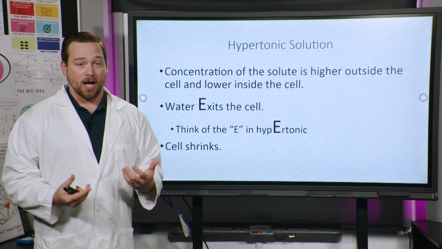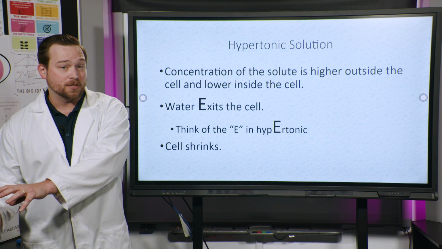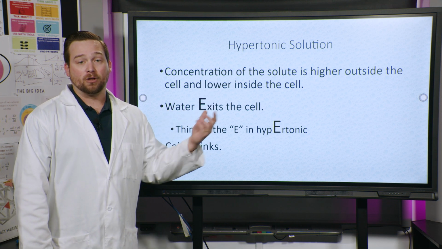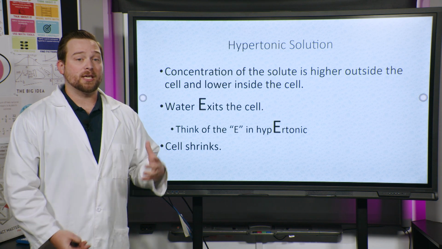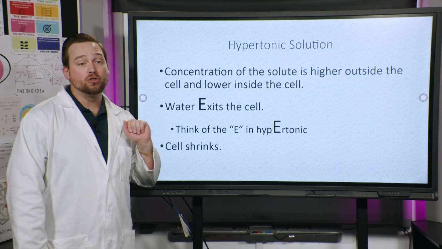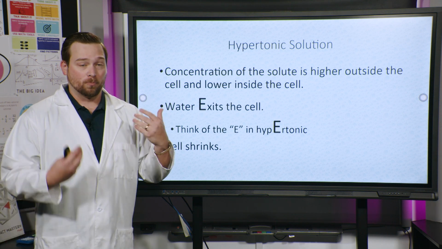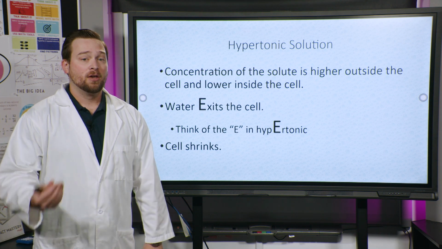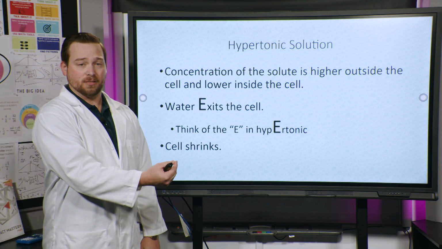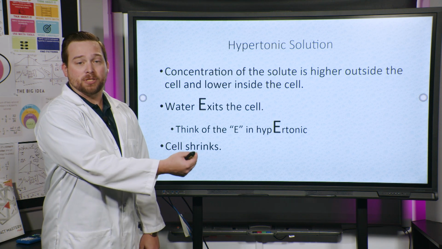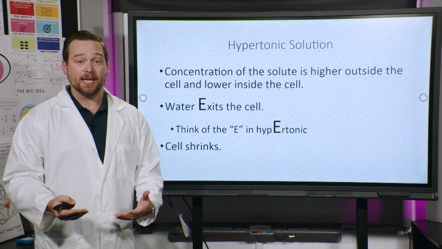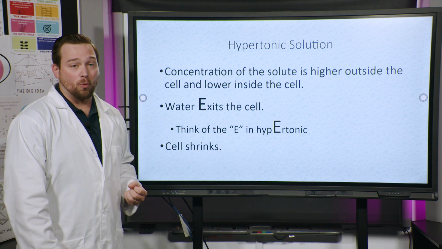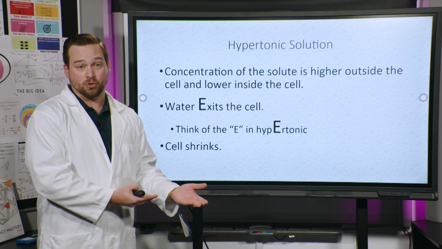And so in a hypertonic solution, this is when there's more solutes outside of the cell than there is inside of the cell. So the concentration of the solutes is higher outside the cell and lower inside the cell. What happens in this situation is the water exits the cell. It's going to the high solute. So the water inside your cell is going to leave the cell. It's going to move into the solution that it's sitting inside of. So what I like to tell people is that the water exits the cell. Kind of think of the E in the hypertonic. Hyper has the letter E in it. That's going to help you remember that in this situation, the water is going to exit the cell. If the water exits, the cell is going to shrink.